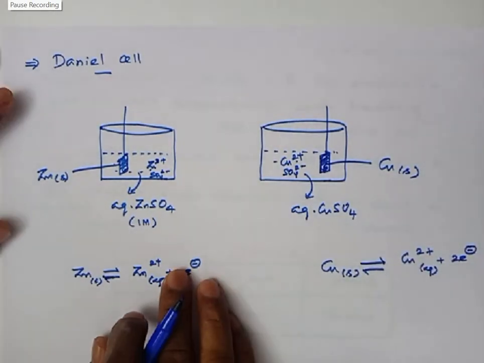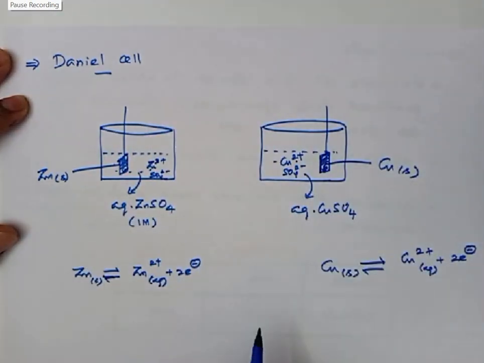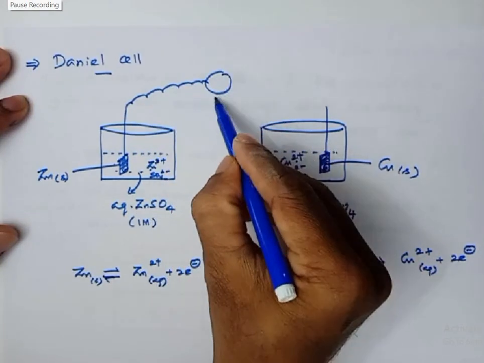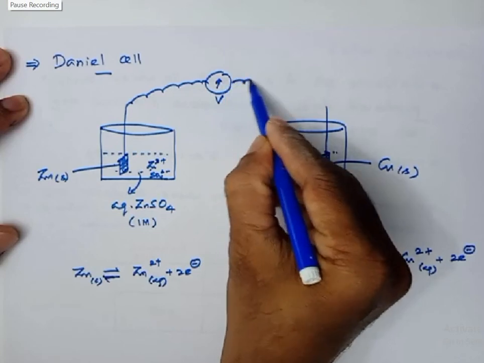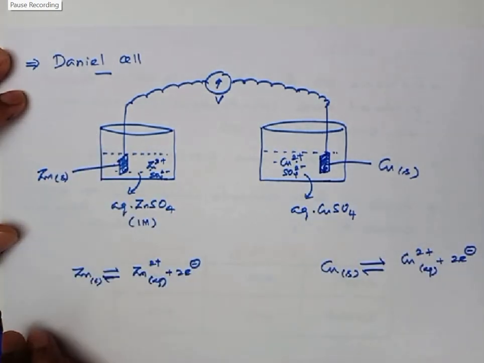Now what will happen, students? I am going to connect the 2 electrodes externally using a wire, and I'll also connect a voltmeter here. The moment you join the 2 electrodes, students, observe carefully. You might have heard about the reactivity series in your lower classes. The reactivity of one metal and the reactivity of another metal are not the same. Reactivity differs from metal to metal.